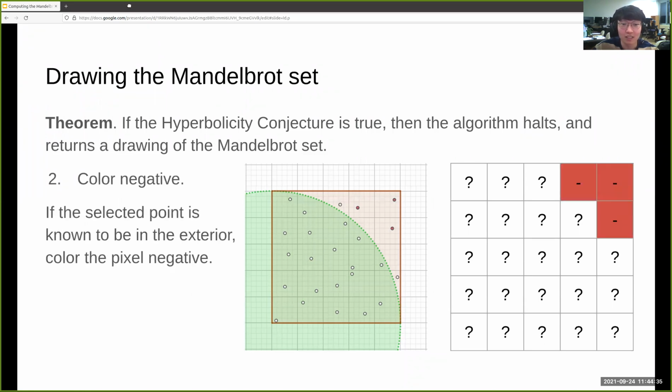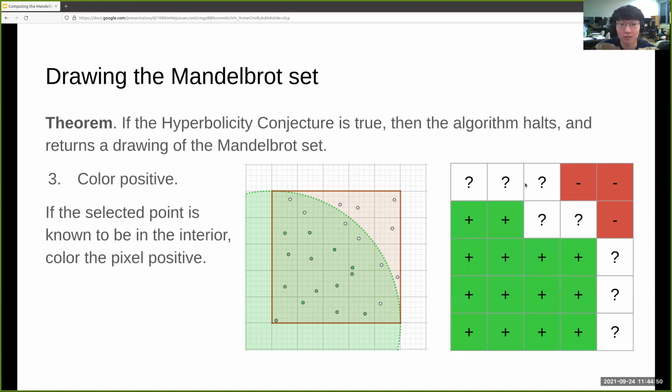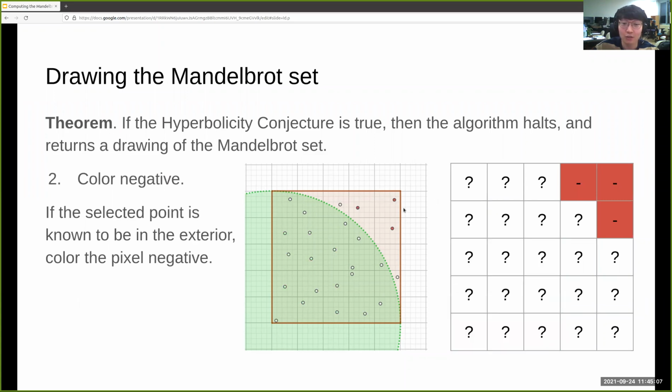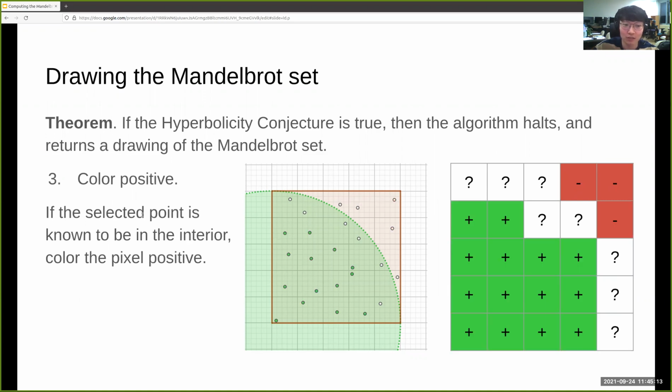Okay, so next is to color negative. If the selected point is known to be in the exterior, then color the pixel negative. And similarly for coloring the positives, if the selected point is known to be in the interior, then color the pixel positive. I color negative first, then color positive because calculating for the negatives takes much shorter time than calculating for the positives, at least for the Mandelbrot set.